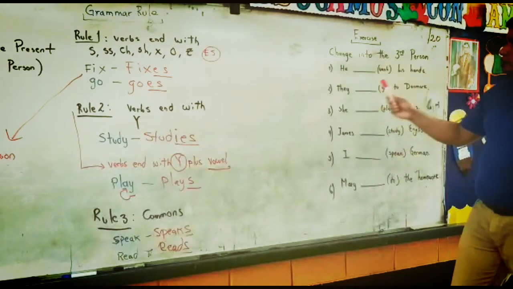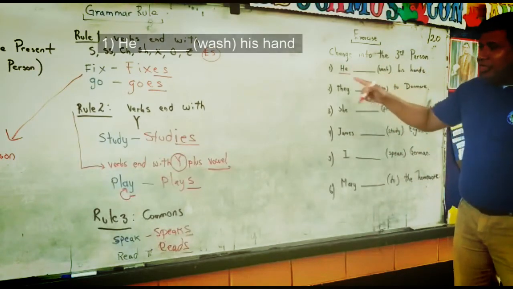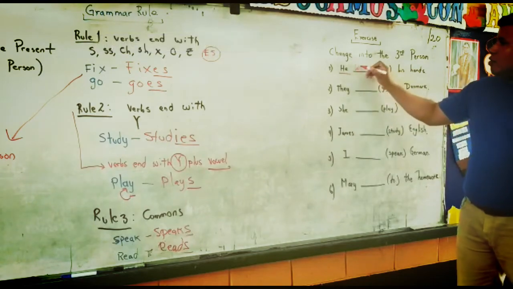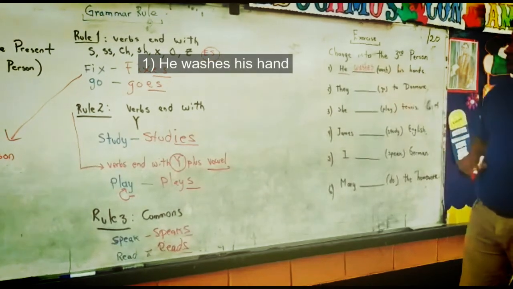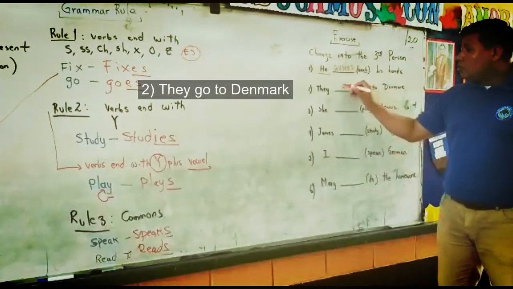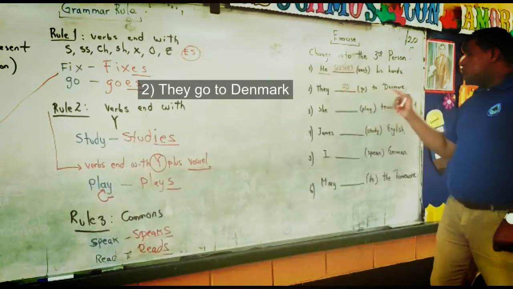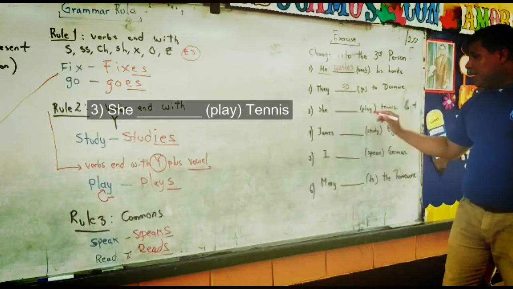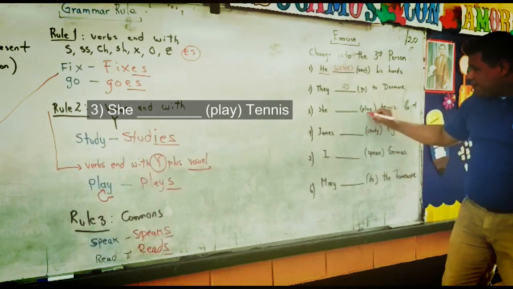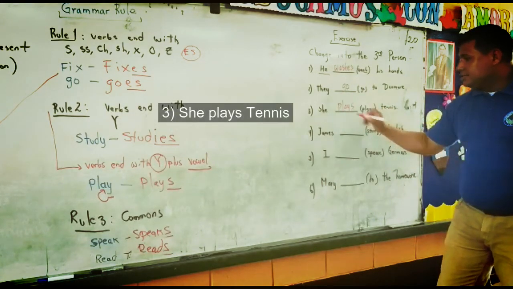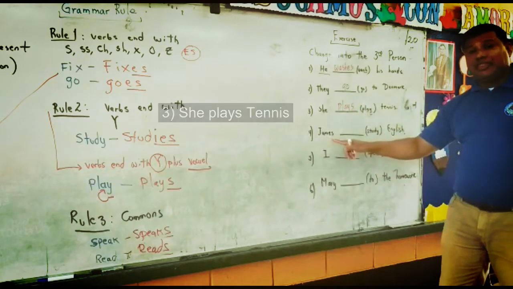Change into the third person. He, third person. Wash, ES. Washes. They, it's not a third person. Go, we only add go. They go to Denmark. She, third person. Play, we have Y plus a vowel. Plays.